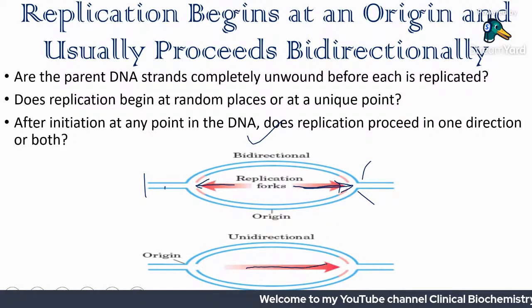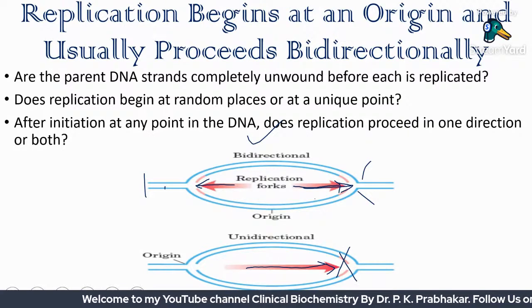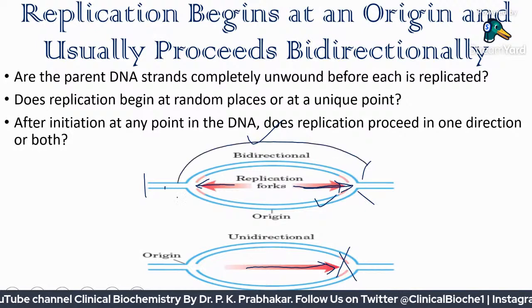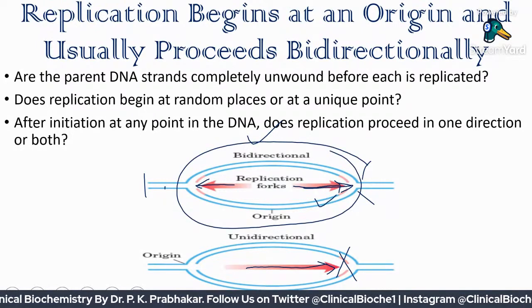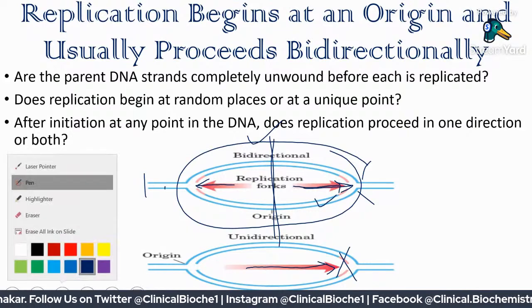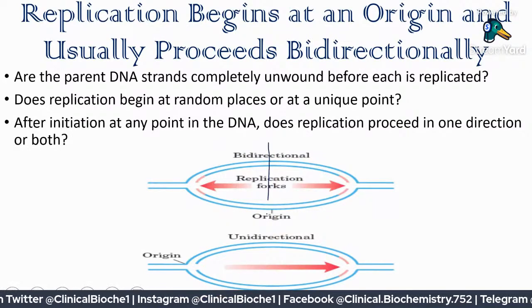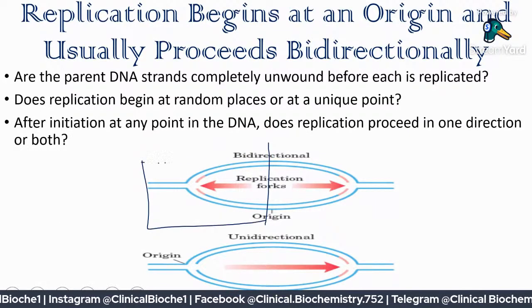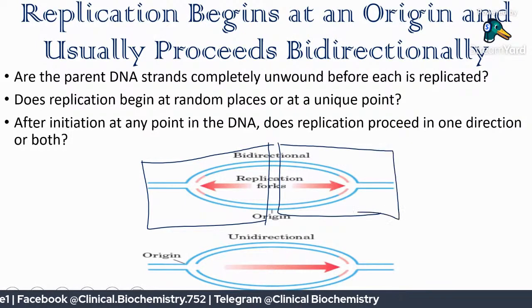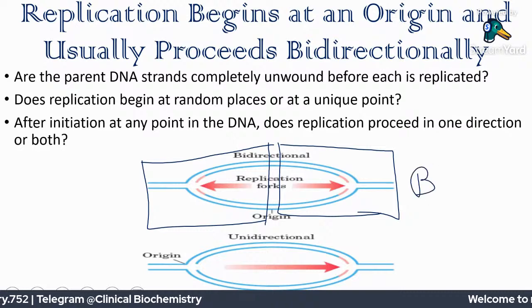Here it is showing unidirectional, but normally we don't have unidirectional replication. Rather, we have bidirectional replication. This complete structure is called one replication bubble, and each half is called a replication fork. So this is one replication fork, and this is another replication fork. When both replication forks are combined, we have a replication bubble.